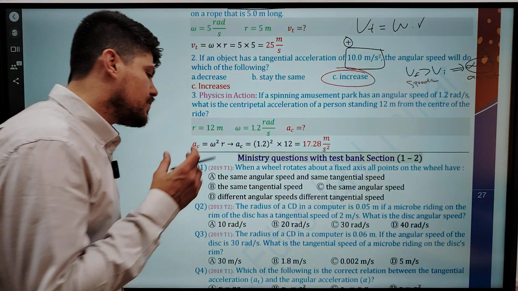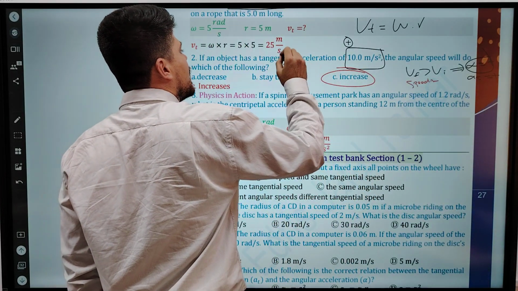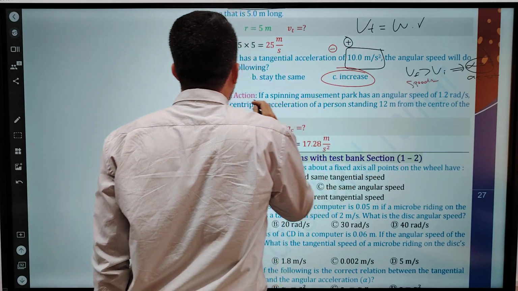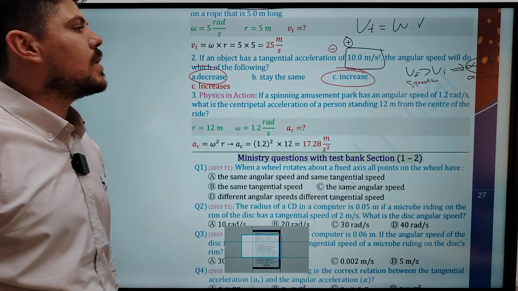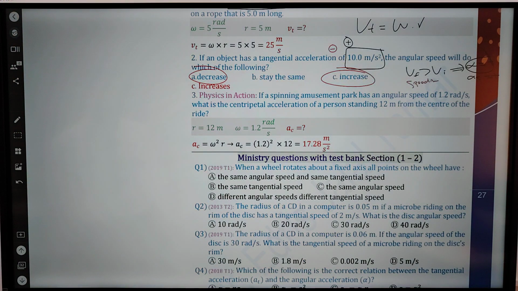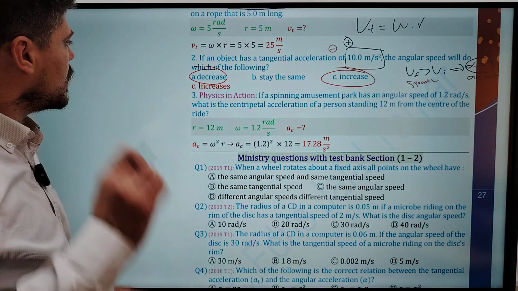The correct answer is what? Increase. But for example, if they bring it like that, the tangential acceleration is -10. In the case of negative, you have to select decrease. Why? Because negative tangential acceleration means the slowing down of the object, and when an object slows down, V initial is bigger than V final.